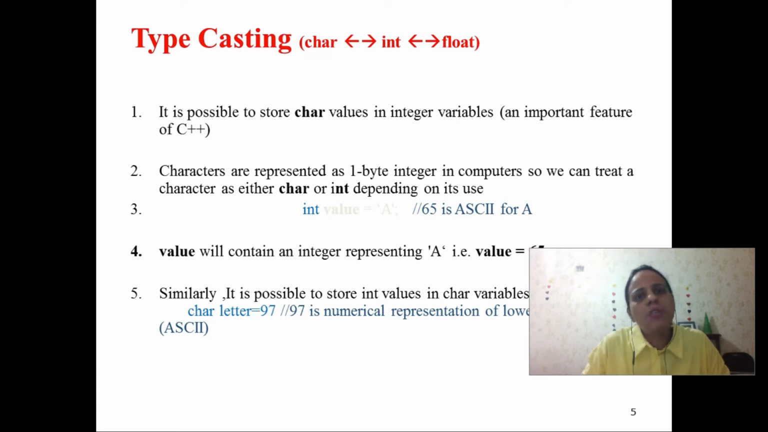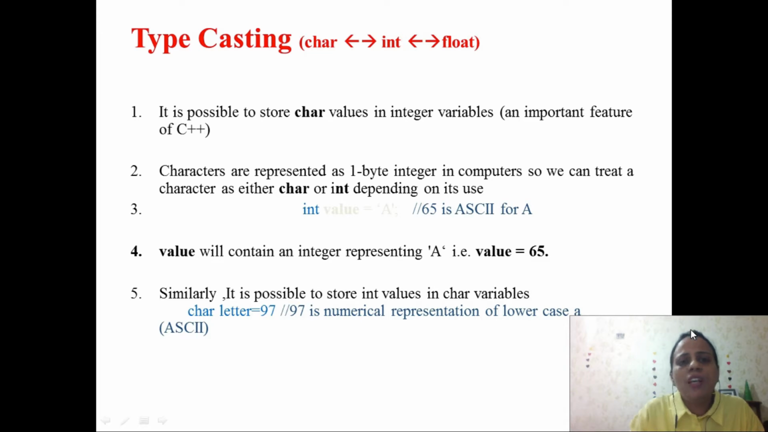It is possible to store a character value in integer variables. Why? Because characters fall under the integer data type. Characters are represented as 1 byte integers in the computer. So we can treat a character as either character or integer depending on how we are using it. For example, if we declare int a equal to capital A, 65 is the ASCII code. This value will contain an integer representing capital A, and the value will be 65.